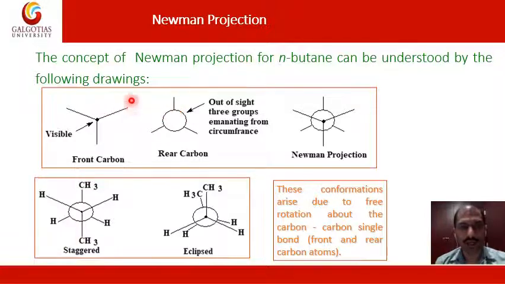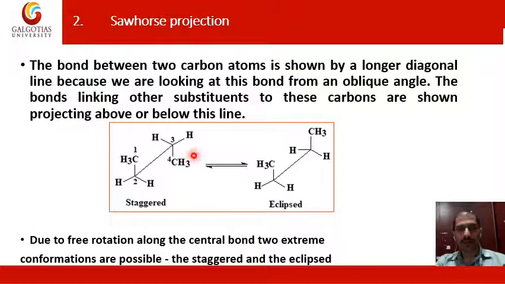The rear carbon will be shown as this circle, and the front carbon, which you view from your side, will be represented as a point. So this has one carbon and another carbon, with different atoms attached, and another rear carbon. With this you can see the Newman projections in various forms, staggered and eclipsed forms of the same.